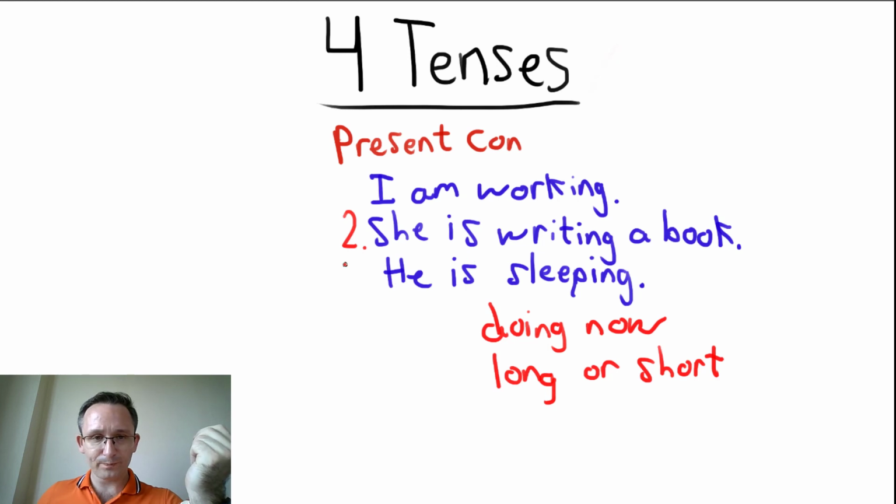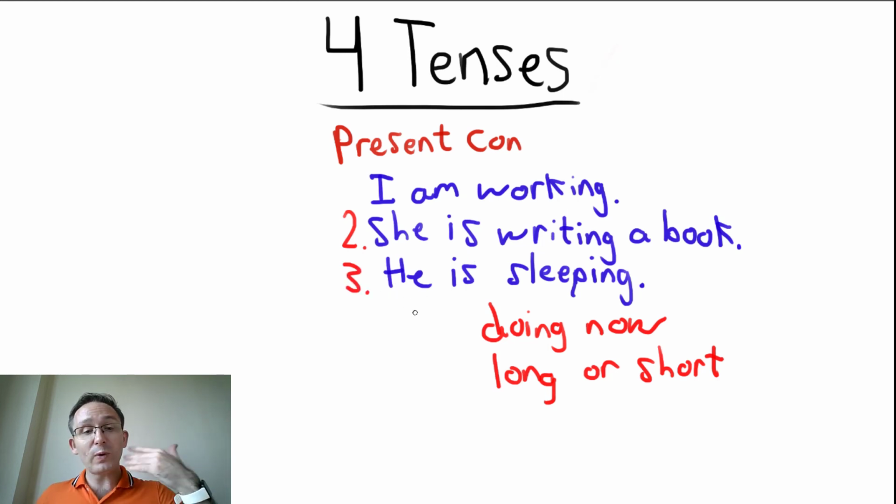Number 3 here. He is sleeping. Well, we understand sleeping. Most people sleep about 6, 7, 8, or 9 hours. He is sleeping. We understand this is something happening now, right now. So we have long versus short present continuous.